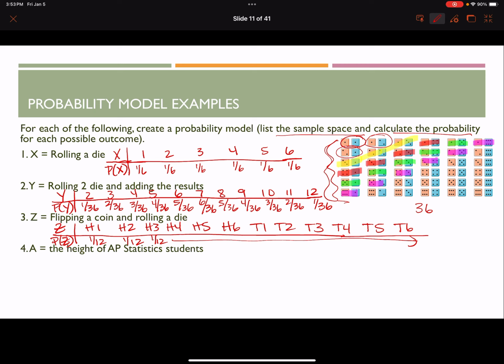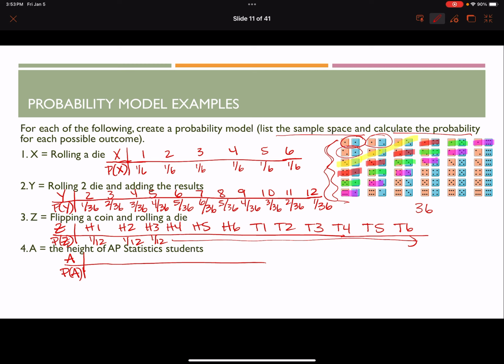So my event isn't always going to be like rolling a die or flipping a coin. In order to come up with this probability model, I would come up with a table and I would say to all of my students, well, how tall are you? How tall are you? How tall are you? And let's just say I have 25 students. In this question, I asked for the height of an AP statistics student. Well, how do we measure height? Typically we say like, I'm 5'4", I'm 6 foot. So in other words, we measure to the nearest inch.